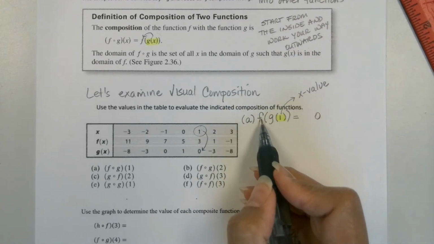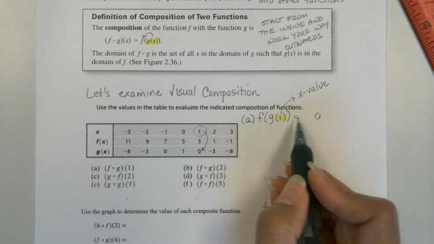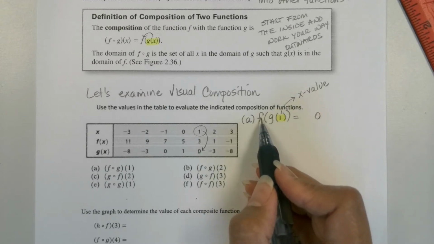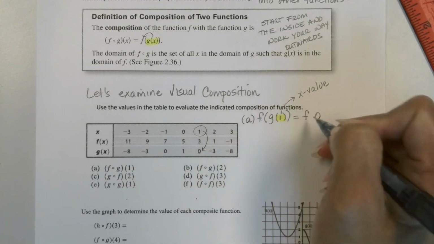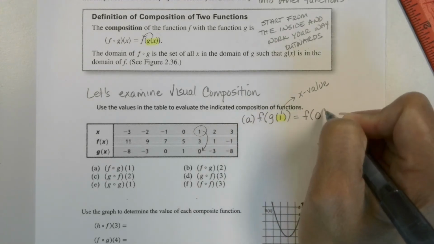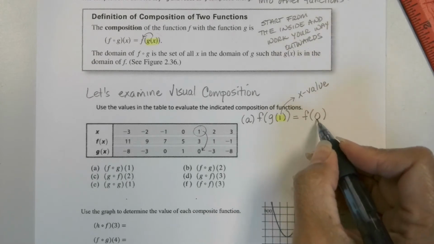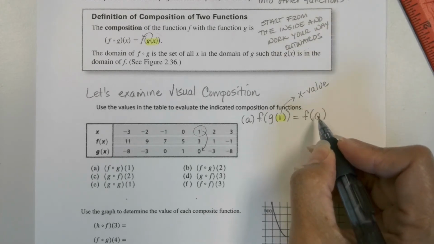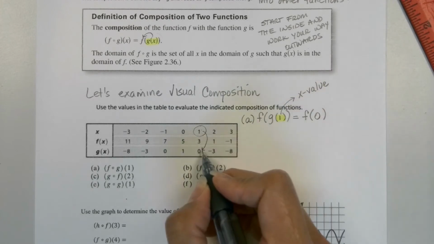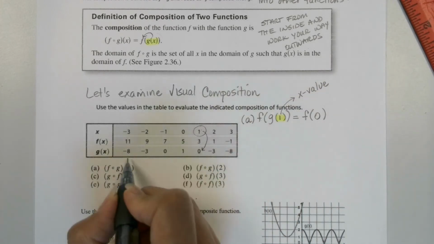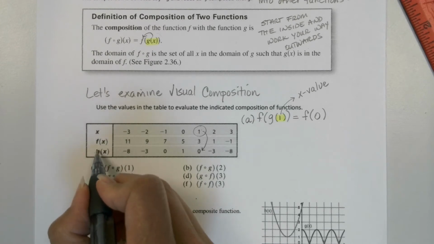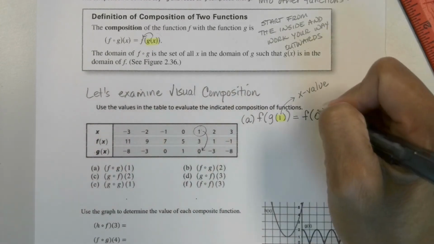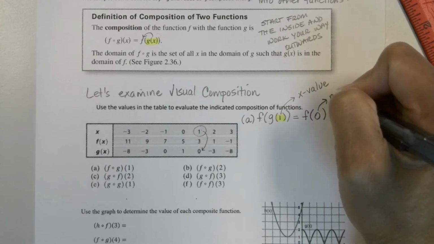But I did have this f on the outside. So I found out that g of 1 is 0, but I can't just forget about this variable here. So I need to bring it over because I am going to take the f of the answer that I just got. So now this 0, which was a y variable, because 0 is right here under your y variable, which is g of x, your output, now becomes my new x value.